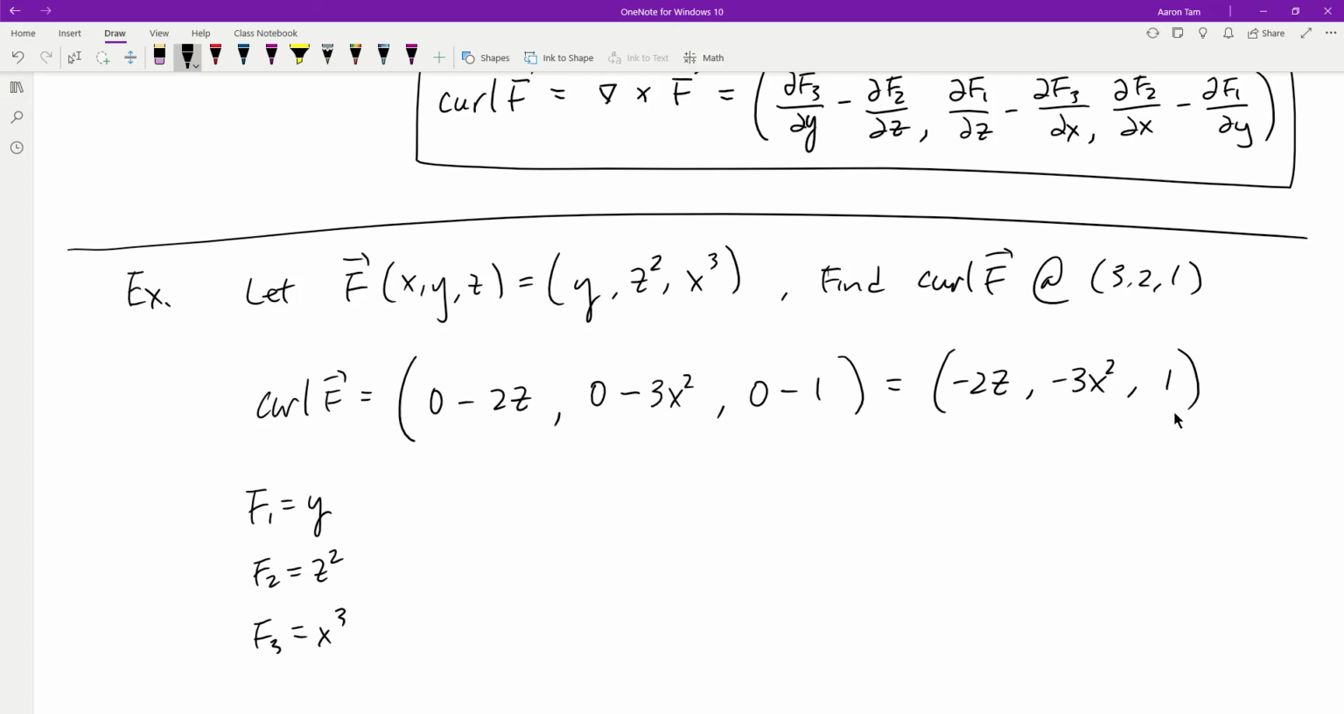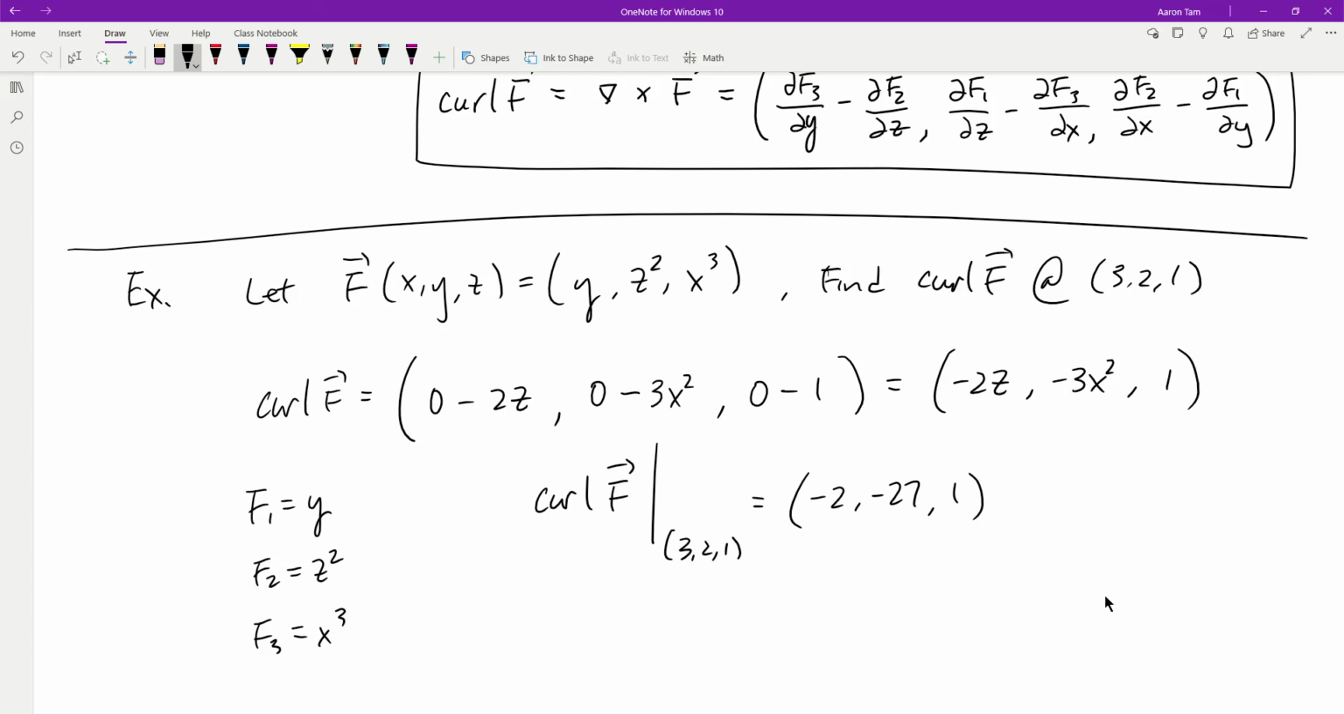Now I'm going to evaluate the curl at the point 3, 2, 1. So the curl of vector f evaluated at the point 3, 2, 1 is basically equal to negative 2, negative 3 times 3 squared, which is negative 27, and 1. So now we have an answer. What does that answer mean?